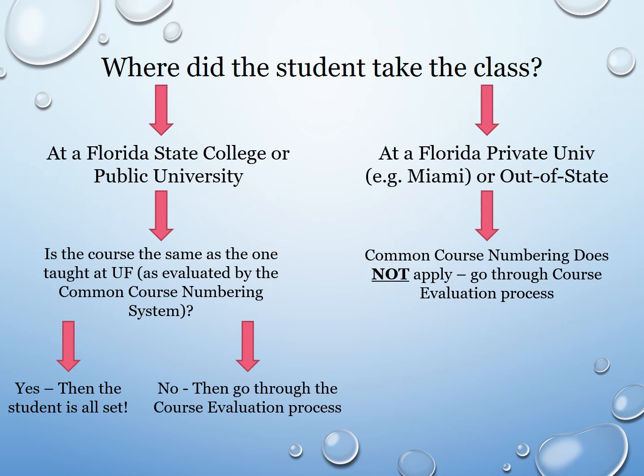Again, the Common Course Numbering is only applicable to the left side of these options. So Common Course Numbering goes out the window. We're going to have to go through the course evaluation process in this situation if the student answers Florida private university or out of state.